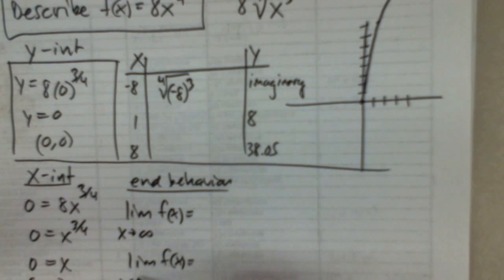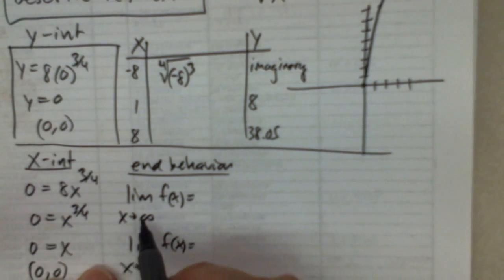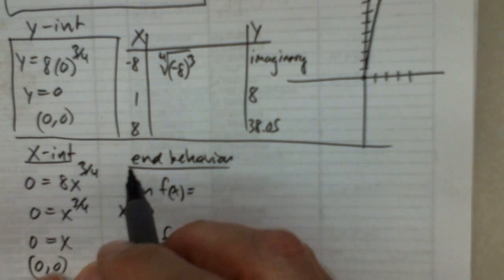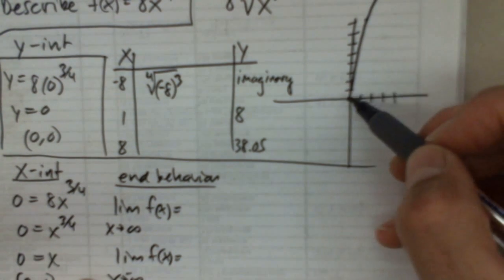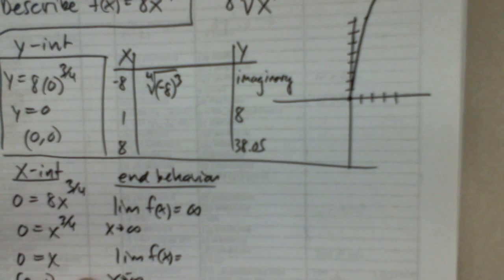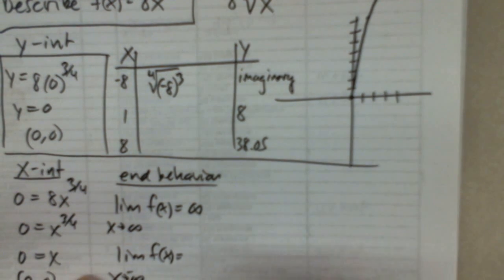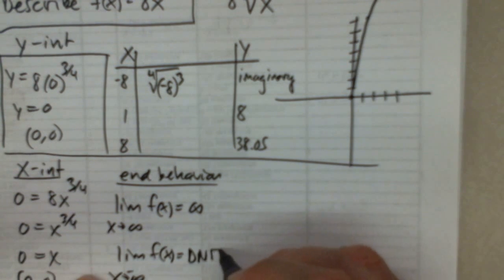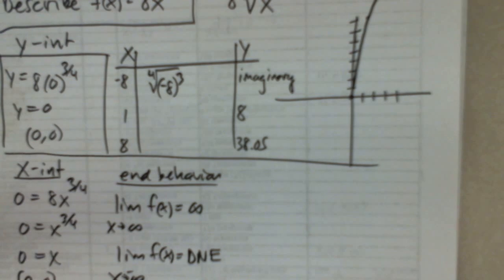As we go to the right, this means go to the right. We look to the right on the graph, and we are going to go up to infinity. We go to the left on the graph, and it does not exist. There's nothing out there. The graph doesn't exist over there.